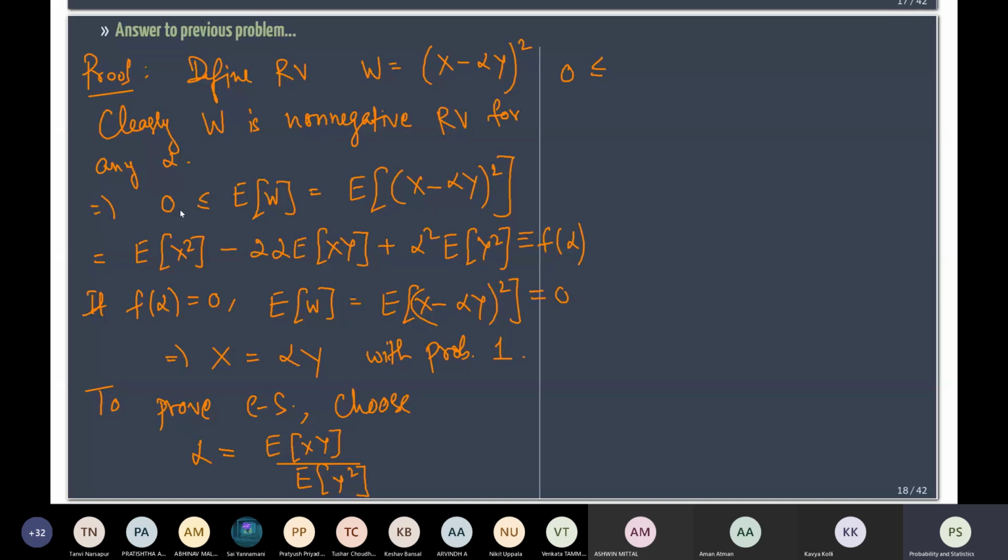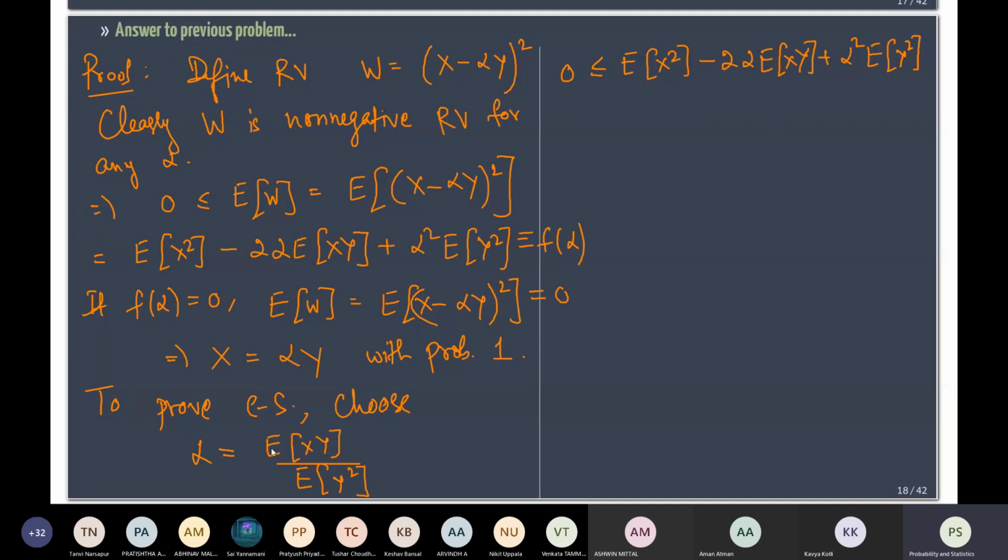We start with where we left last time. So 0 is less than or equal to the expectation of x square minus 2 alpha, I just copy it over here, expectation of xy plus alpha square expectation of y squared. Okay, what do we have now?